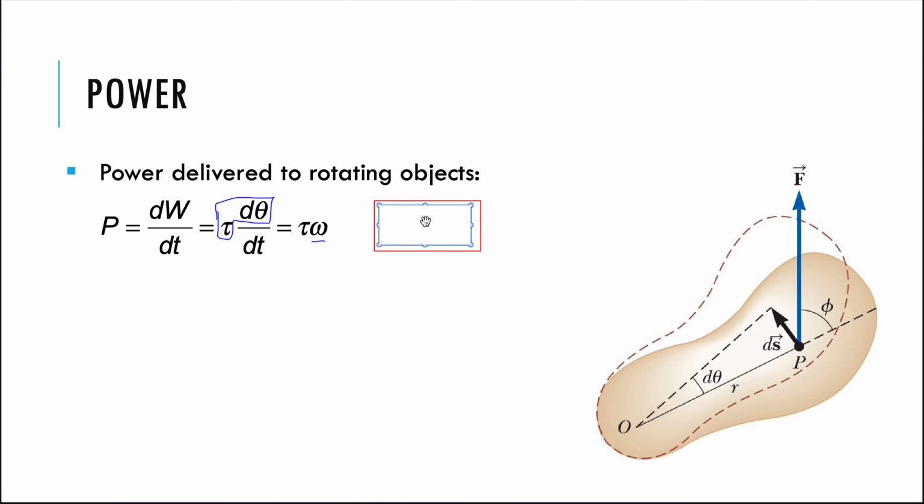This should look familiar because for linear objects, for power, we had a force times a velocity. Let's go ahead and take a look at some examples.